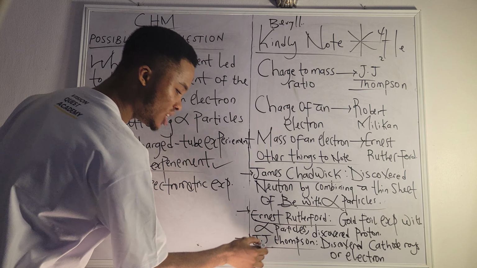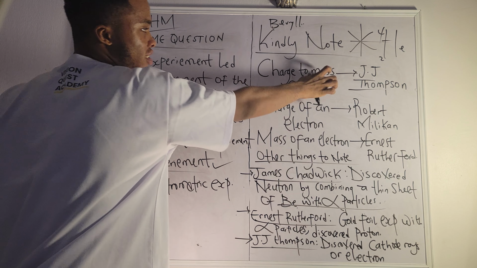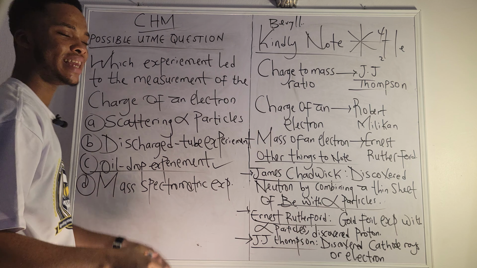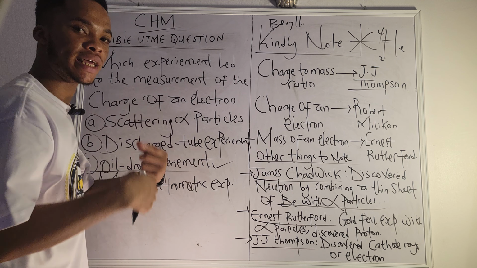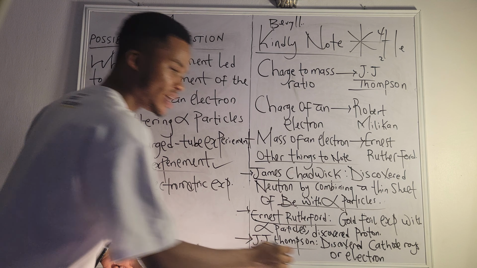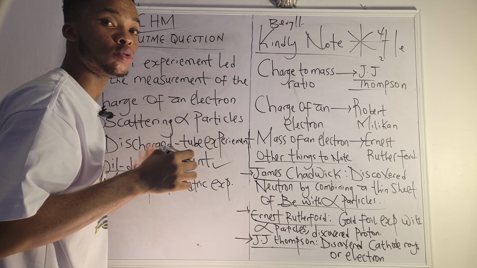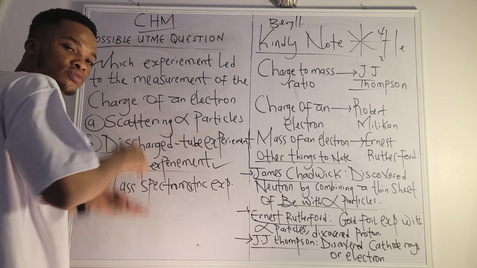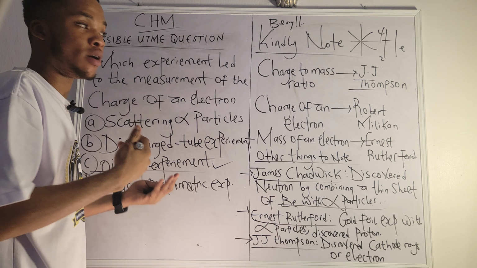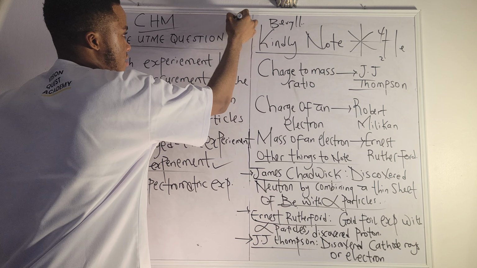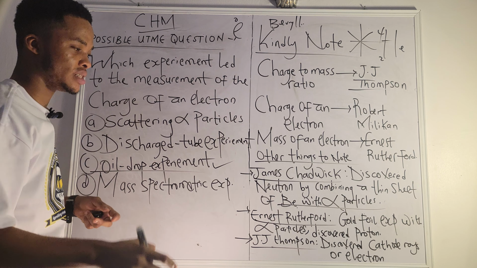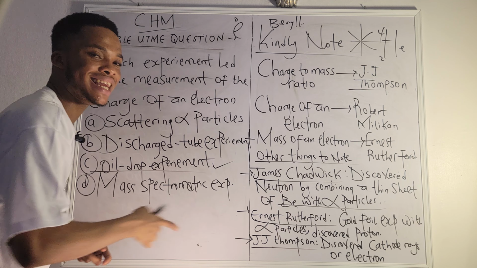And lastly, J.J. Thomson, who brought about this charge issue, was the one who discovered the electron. And please note something. Electrons are called cathode rays. You should note it down. They are called cathode rays. Cathode rays and electrons are saying the same thing. They are all negatively charged. So this guy discovered the electron.